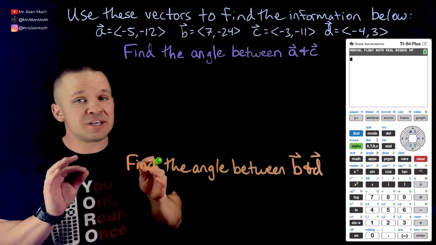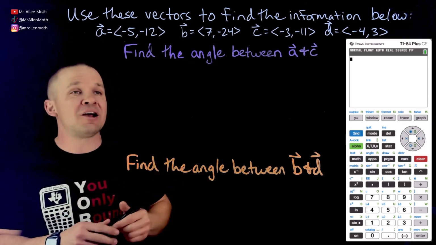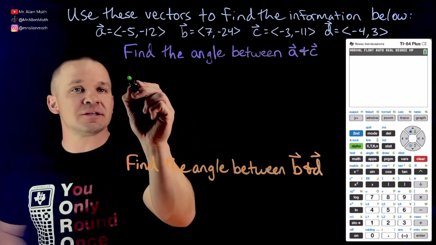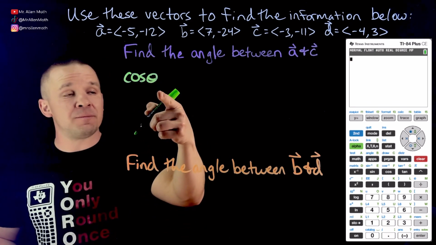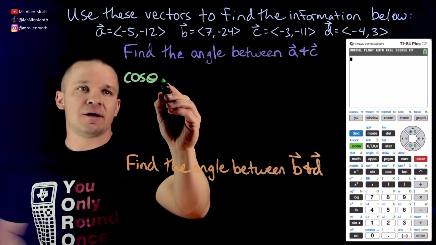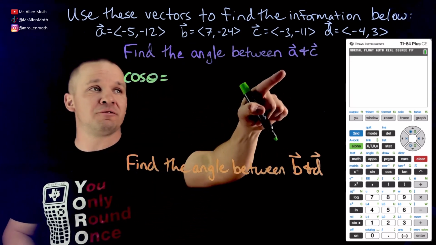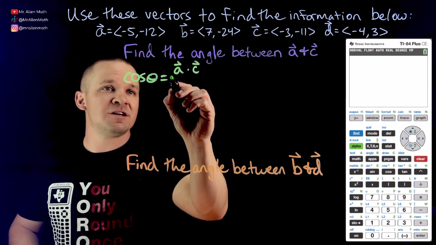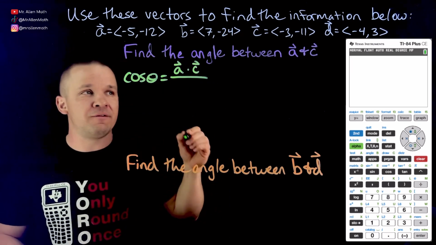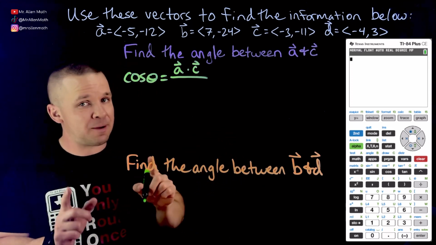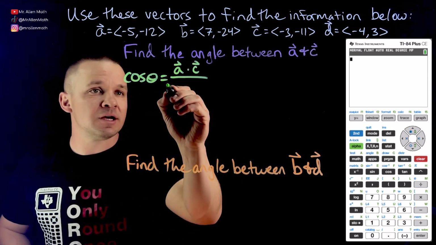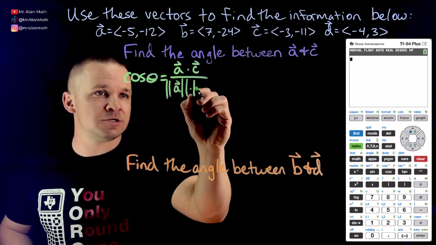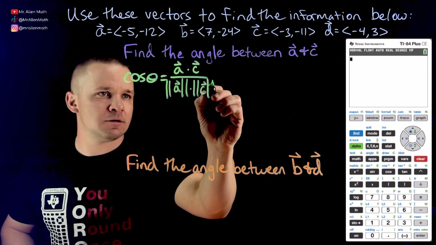Let's get after it. There is a wonderful formula that'll allow you to find the angle between two vectors, which is what we've got to do. And it goes like this. Cosine of theta, theta being the angle between those two vectors, equals the dot product of the two vectors, A and C, divided by the product of their magnitudes. Not the dot product, they're separate, right? So we've got the magnitude of A times the magnitude of C.